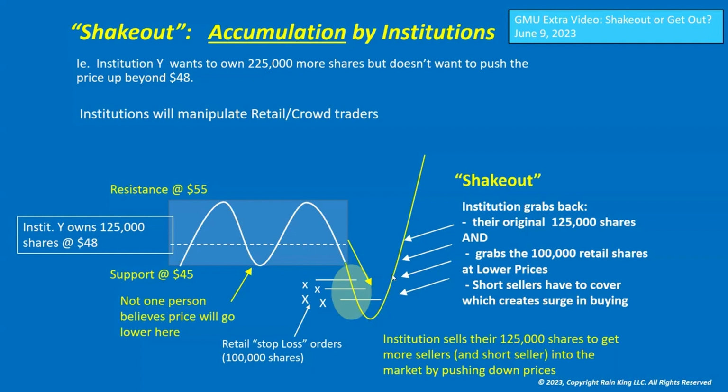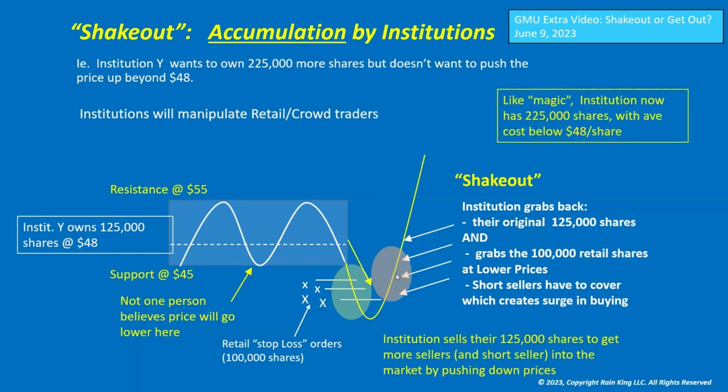And as the stock comes rising back up, all the short sellers are forced to cover their short positions, which creates even more buying. The shorts have to buy, and this institution is buying, and you'll see the sharp recovery. In that sharp recovery is what creates the shakeout. There's a sharp move down, and then just another sharp move right back up.